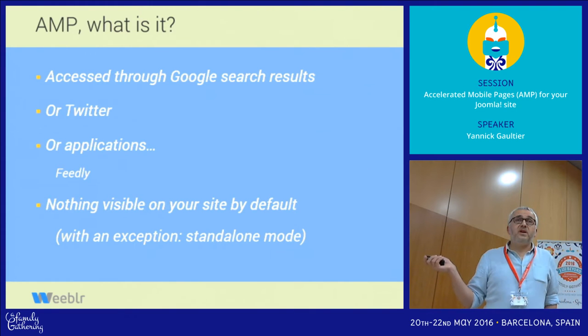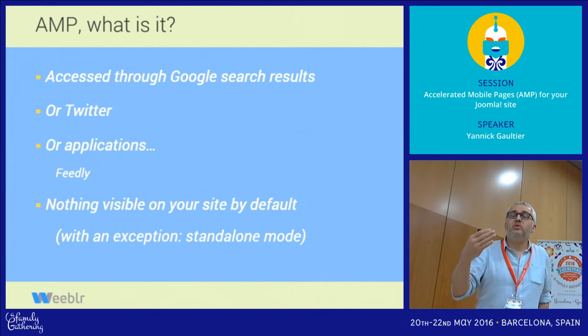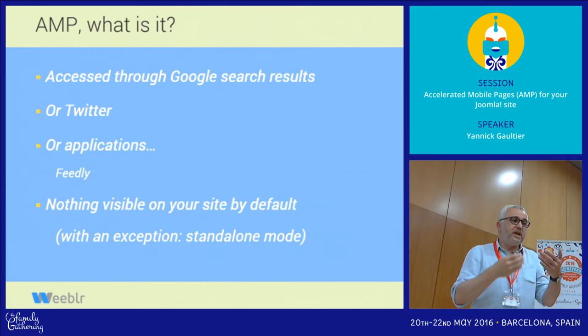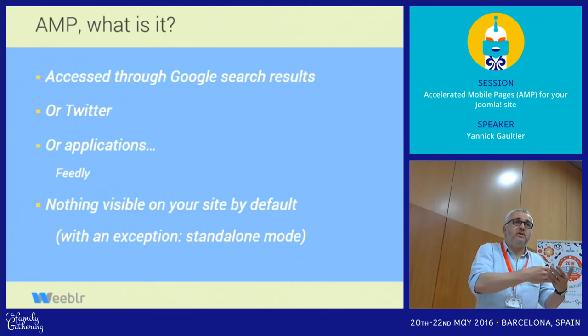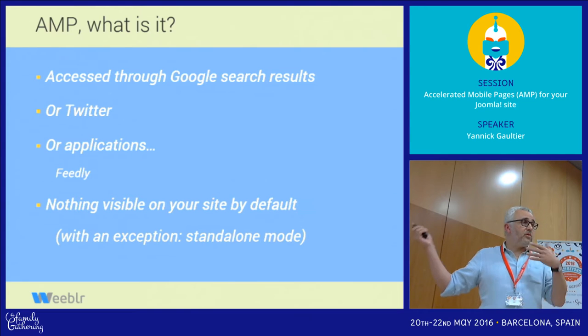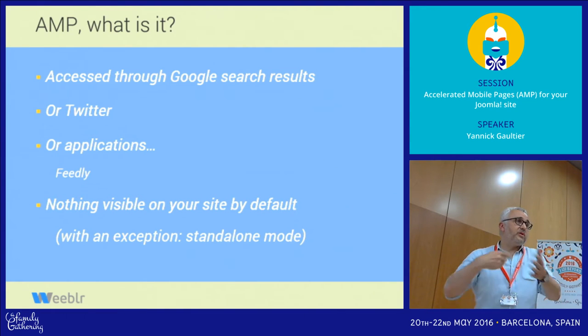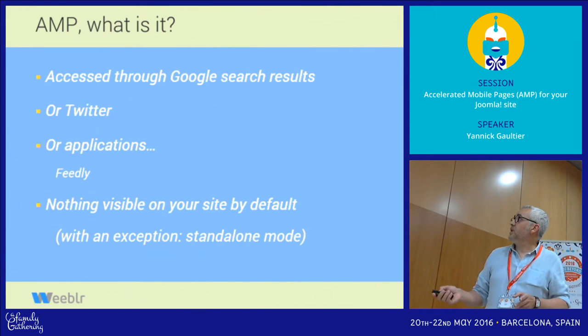The main point is that when you enable AMP, nothing really changes on your site. One of the most common questions I get is, when I enable AMP, I expected people going to my site with a phone to see a different version. That's not how it works. People will get those AMP pages from Google, through Twitter, from other applications, but not directly. You can, you just have to search for it, but we'll get to that later.